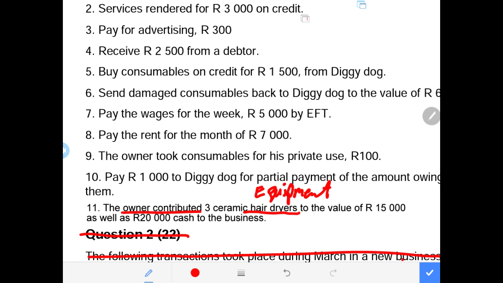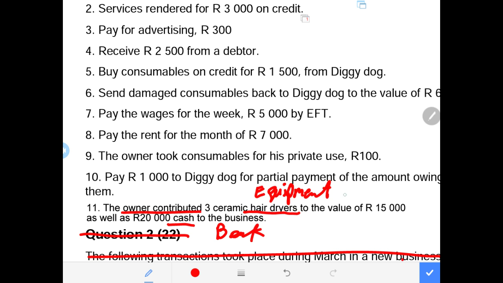So equipment is affected. And number 2, it says as well as 20,000 cash to the business. So we can see that 20,000 of cash is bank. So bank is cash that has been received. So there are two things that are affected here.